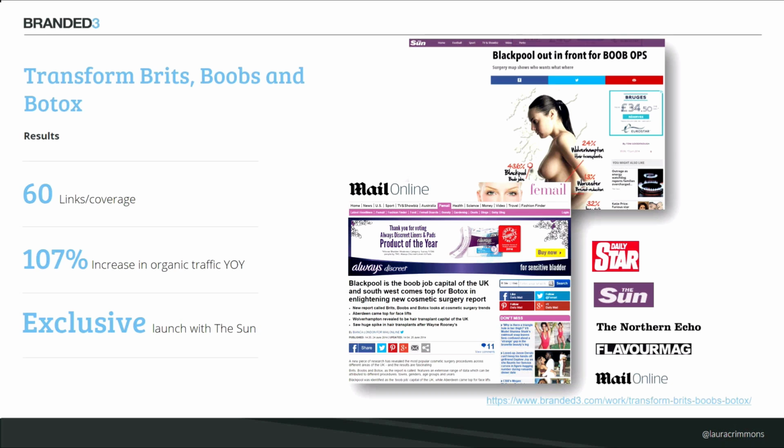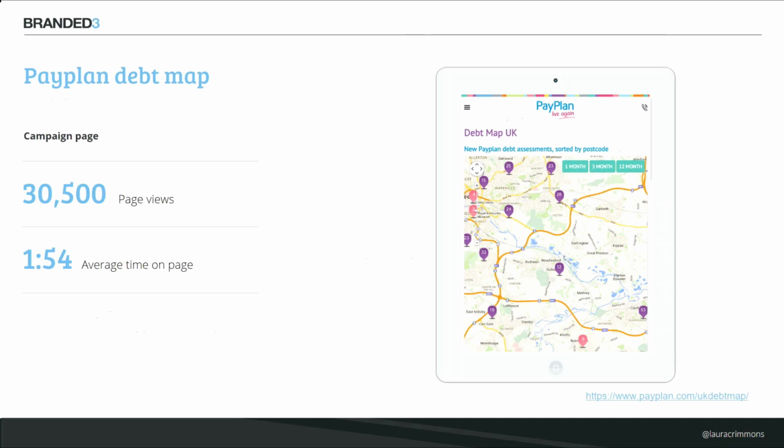So we looked at when inquiries for certain procedures spiked, and looked at things like when Wayne Rooney had his hair transplant years ago, and there was then a massive spike from men inquiring for hair transplants. So various different ways we could cut the data to be able to get different angles that would appeal to different types of publications, which proved really useful.